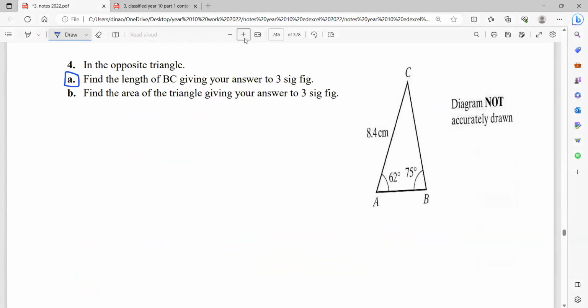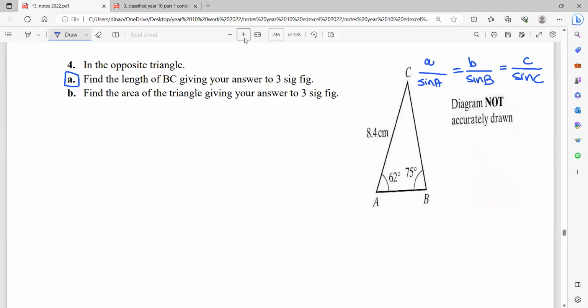Now, let me summarize what we discussed so far. We discussed the sine rule, and I'm going to write it again over here on the side, just to stress on the fact that we are discussing the sine rule. Side over sine, side over sine, side over sine. So this is how it looks like. Now again, the question is, find the length of BC, giving your answer to 3 significant figures.